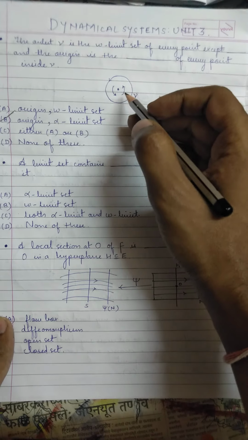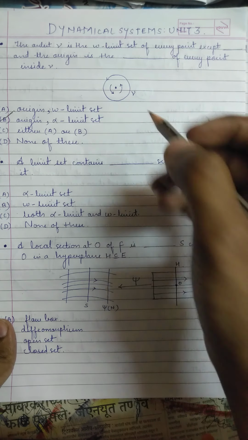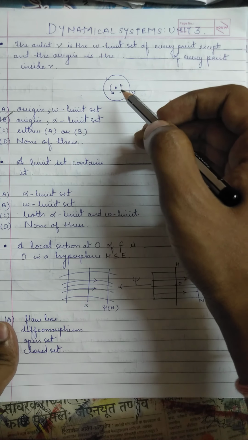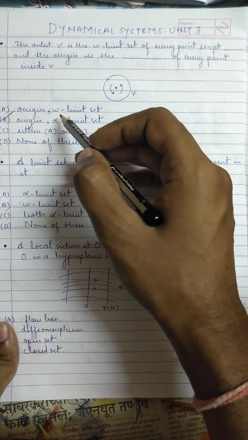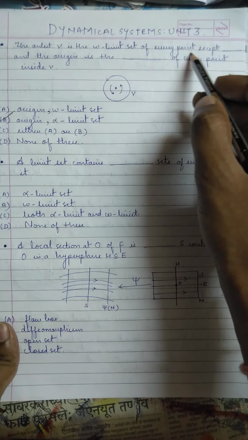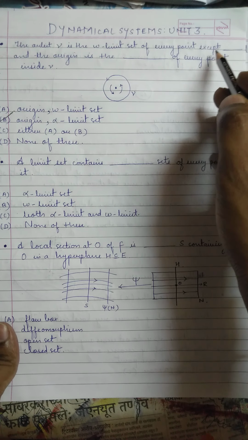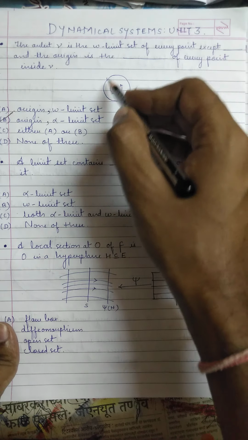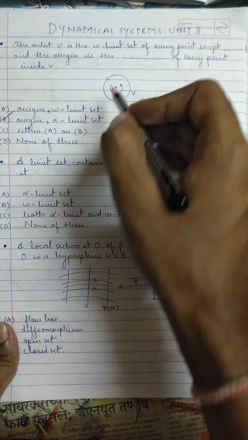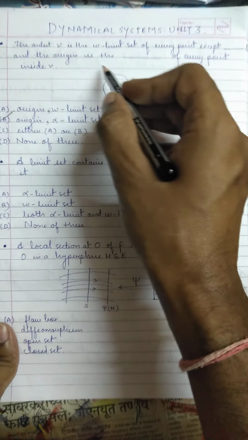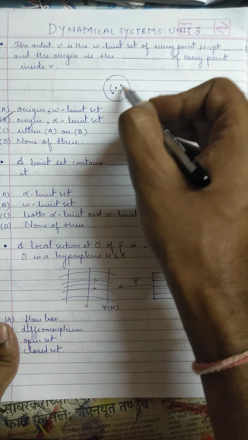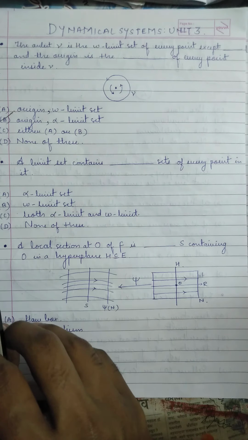Now let's see, Tn is a sequence of times. We know the definition of omega limit set and alpha limit set. Alpha limit set moves towards negative infinity and omega limit set moves towards positive infinity. So the orbit nu is the omega limit set of every point except the origin. And for alpha limit set, it will move on, and the origin is the alpha limit set of every point inside nu. So the point will go on towards here, so origin.